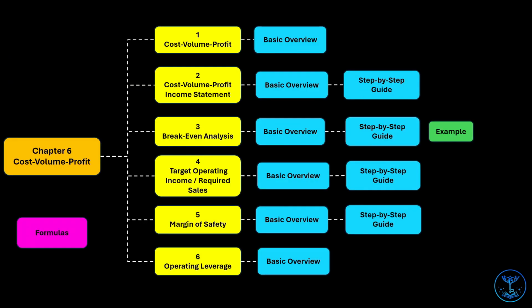Guys, welcome back. Today I'm going to be doing chapter 6 of 305, cost volume profit. We're going to look at an overview of cost volume profit, then an income statement, then the break-even analysis, our target operating income and the required sales, margin of safety, and we're going to end with operating leverage. So first, let's start with cost volume profit.